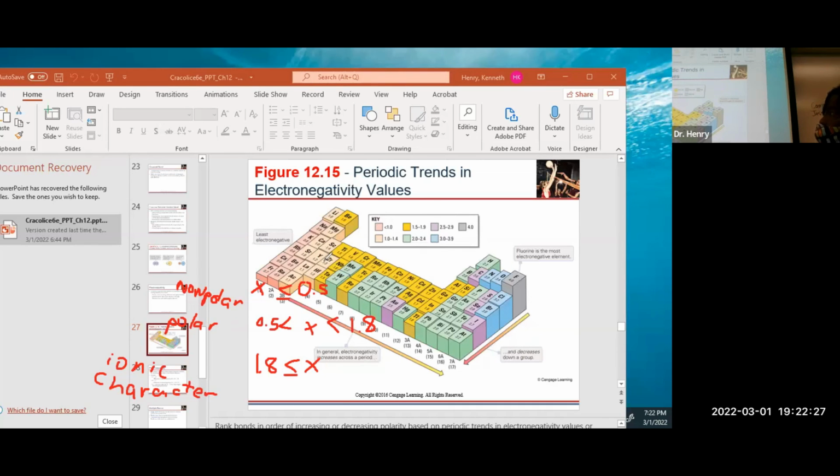Okay. So if we take the difference between, let's say, a bond between oxygen and fluorine, fluorine is 4.0, so we take the number that's highest, and then you subtract the lower number. Oxygen is 3.4, and this equals 0.6. So if the number is between 0.5 and 1.8, it's polar. If it's less than or equal to 0.5, it's nonpolar. If it's greater than or equal to 1.8, it's ionic character.